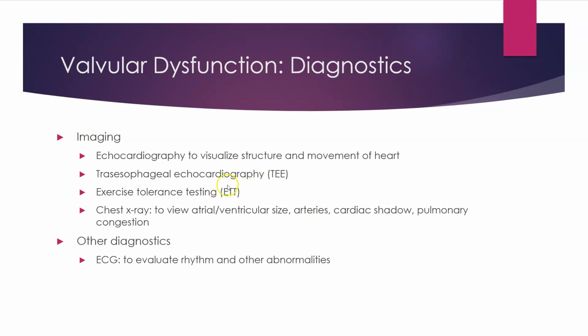We can do exercise tolerance testing, or ETT, so we'll put them on a treadmill and see how they function with this. Otherwise, this can be simulated using drugs, so they get an injection of some medication, like epi, that causes increased heart rate and stresses the heart that way. We can do a chest x-ray, looking for increased size or any pulmonary congestion. Other diagnostics include an ECG, looking at the 12-lead to see if they've got changes in rhythm or other abnormalities.